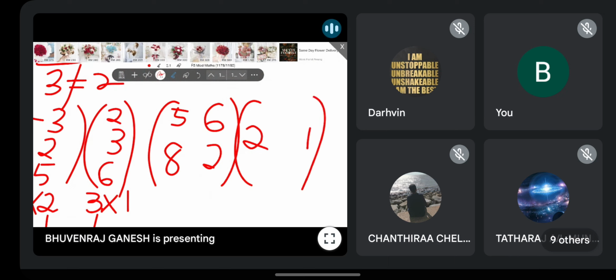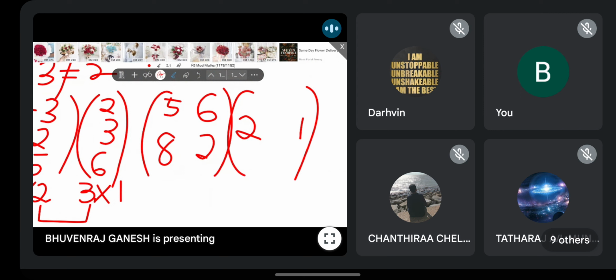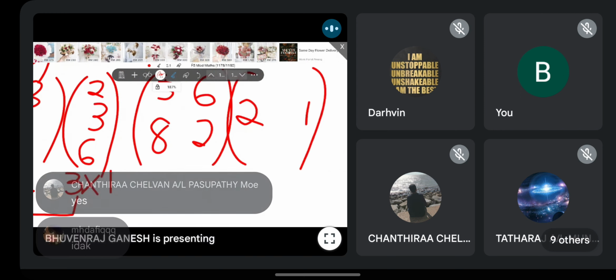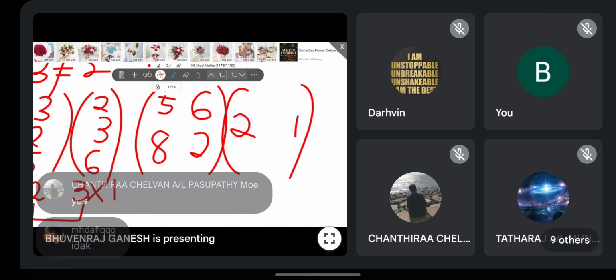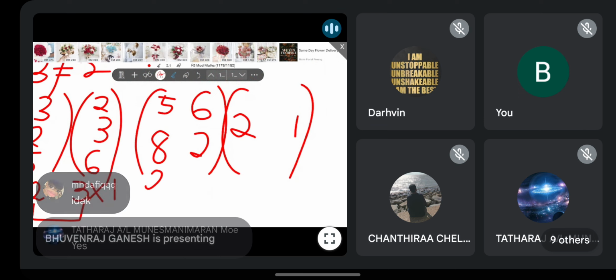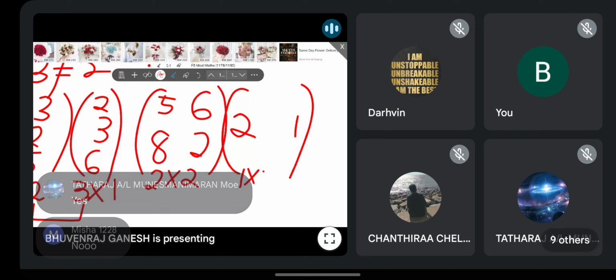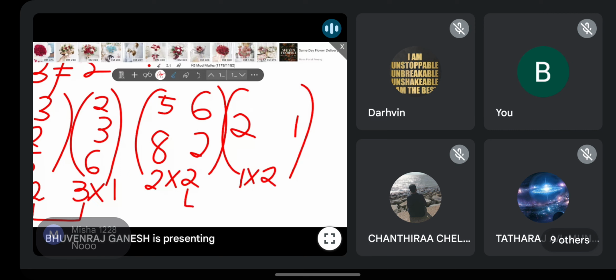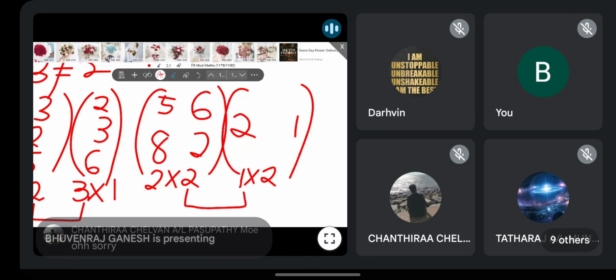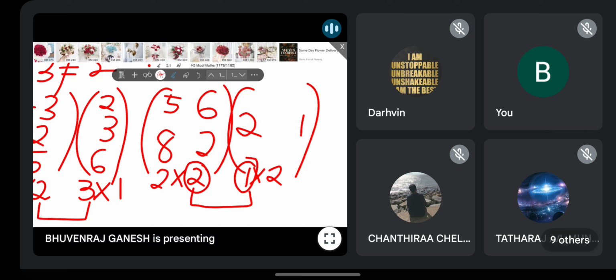Can we multiply these two matrices? Cannot, because the first matrix is 2 times 2 and the second matrix is 1 times 2. You must see, guys, the difference is very small. The middle numbers are different, so cannot. Only that one you must check.